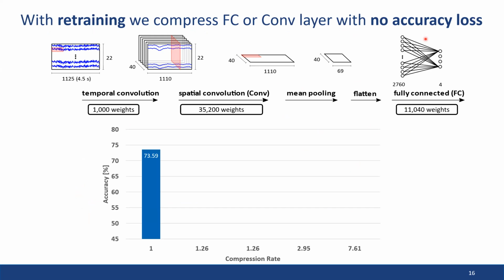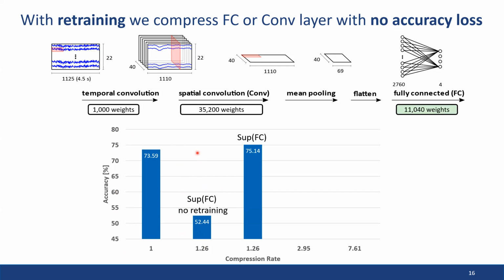So here we see again the ShuffleNet and the classification accuracy when doing no compression at all. As we already have seen before, if we do the superposition of the fully connected layer and doing no retraining at all, we get this huge accuracy loss of around 20% compared to the non-compressed model. However, if we do this iterative retraining I just explained, we even can achieve a higher accuracy of 75.14% at a compression rate of 1.26.